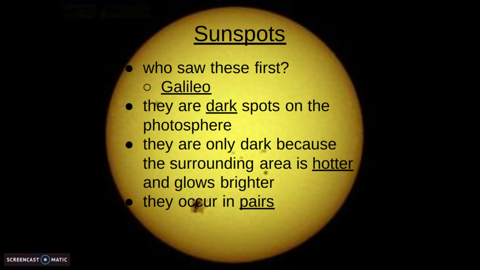We've already kind of talked about sunspots when we talked about what Galileo saw when he looked to the sky. So the first person to see the sunspots was Galileo. Sunspots are dark spots that are on the photosphere, so the surface of the sun. The only reason they are dark is because the area around them is hotter and it glows brighter. So the sunspots are actually a cooler part of the sun, but they're still really, really hot. They do occur in pairs. They think that has something to do with the electromagnetic field because the sunspots correlate with stronger areas of the electromagnetic field of the sun.